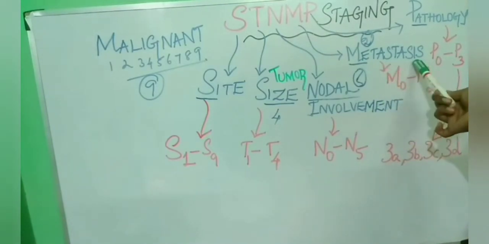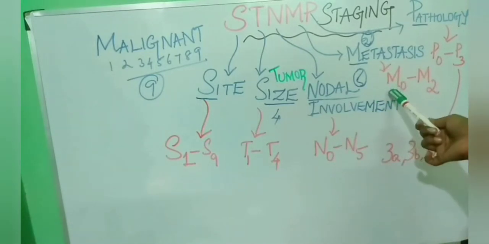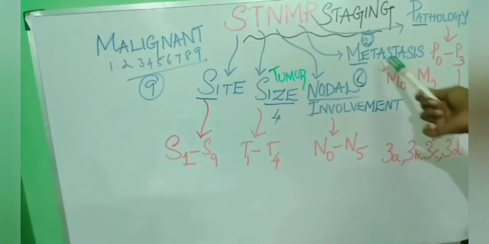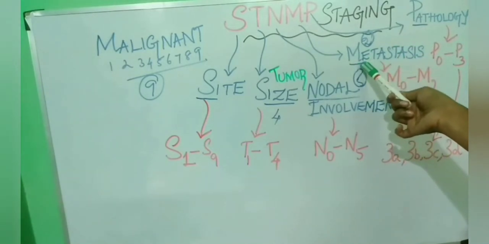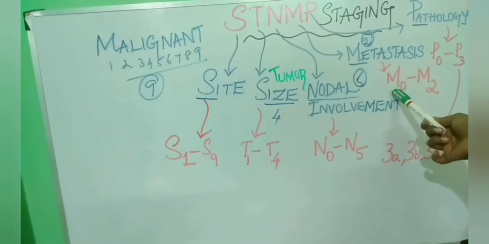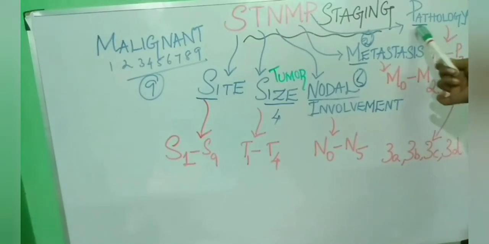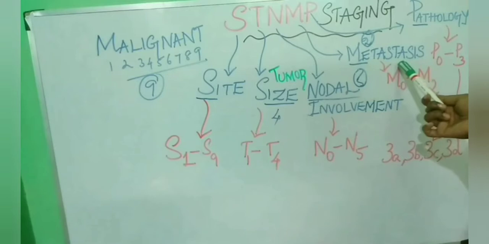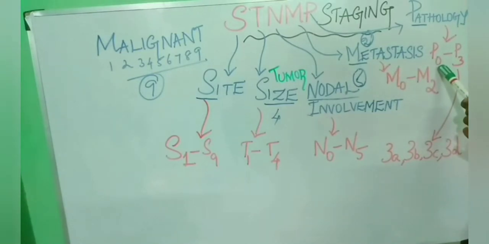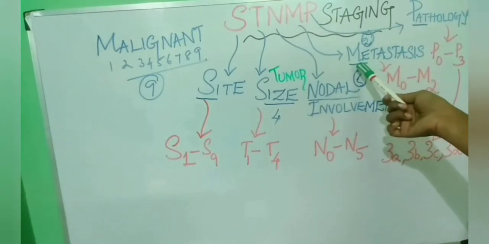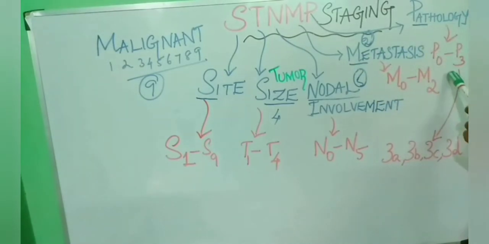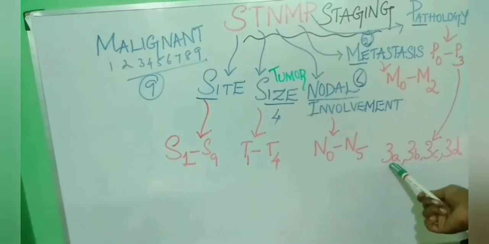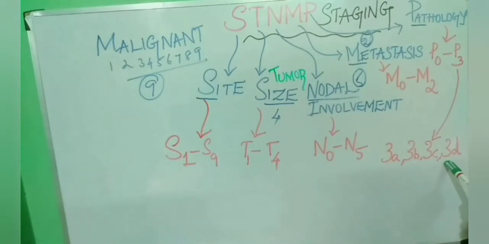Next is metastasis. So like the previous one, here too we are going to write M0. And in this particular word metastasis, we are only taking the first 2 letters, that is ME, me. So we are writing M0 to M2. Next is pathology. Like the previous one, here too we are writing P0. Previously we took the first 2 letters, but here we are taking the first 3 letters. So we are going to write P0 to P3. And this P3 is again divided into 3A, 3B, 3C and 3D.